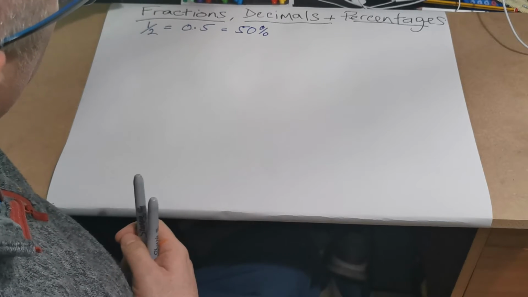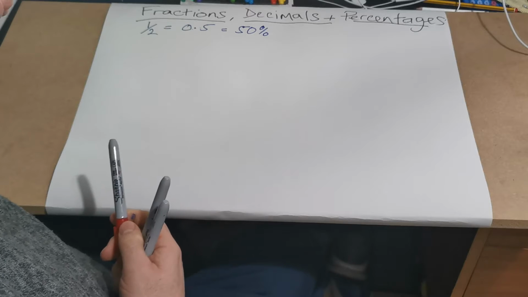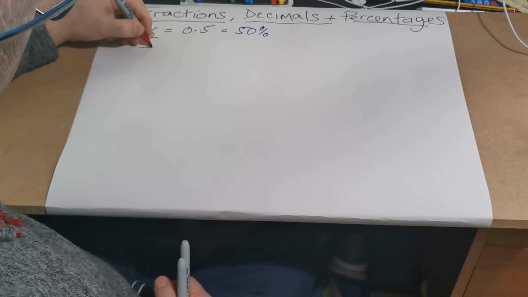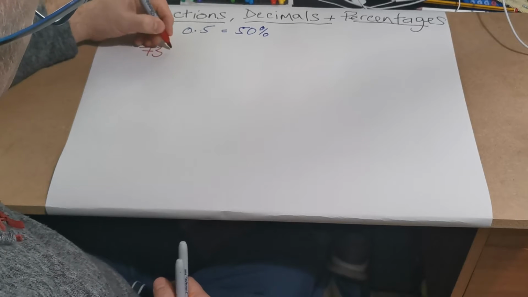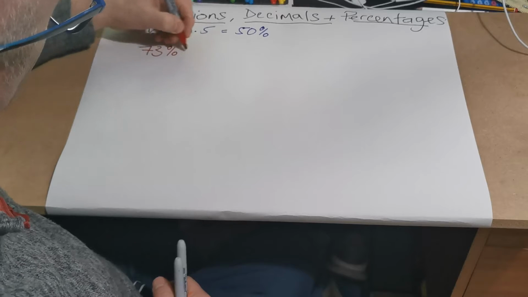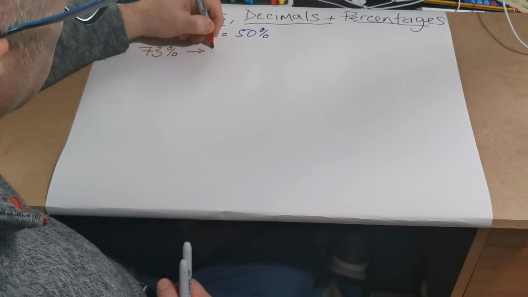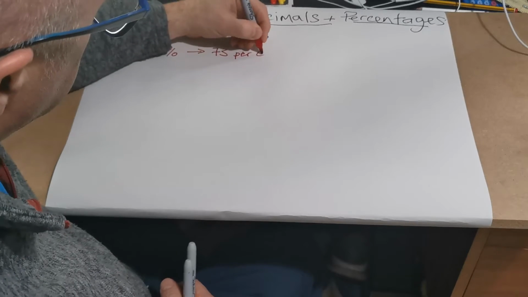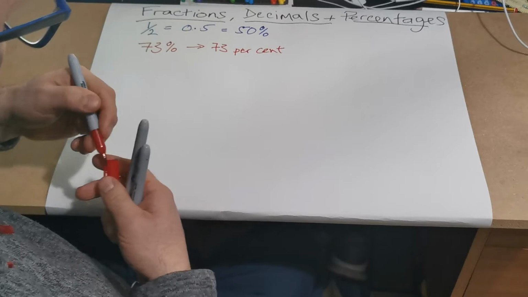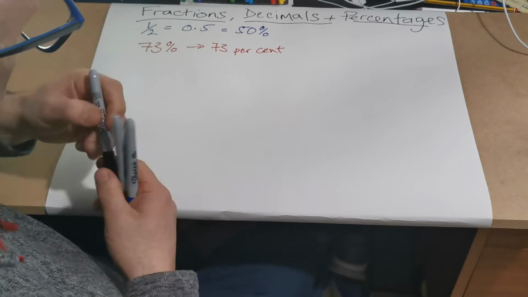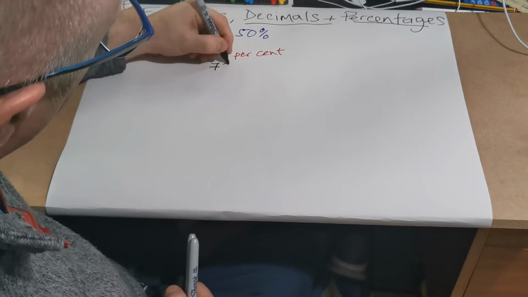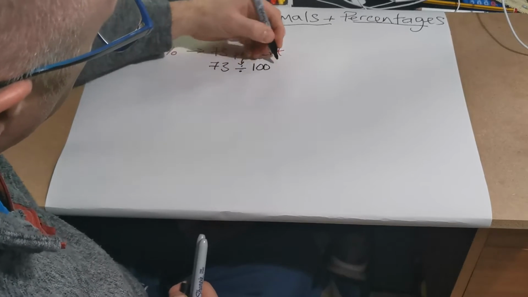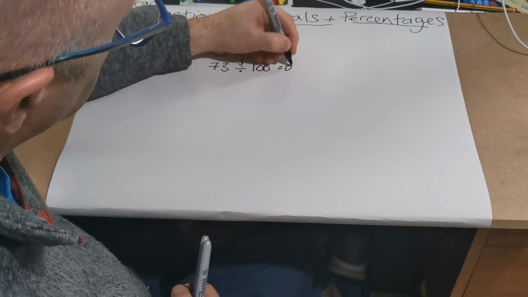So what we've done with percentages so far is we've said if we wanted to look at 73%, we've realised that that was 73 per cent, and we knew that that meant 73 divided by 100, and that is 0.73.